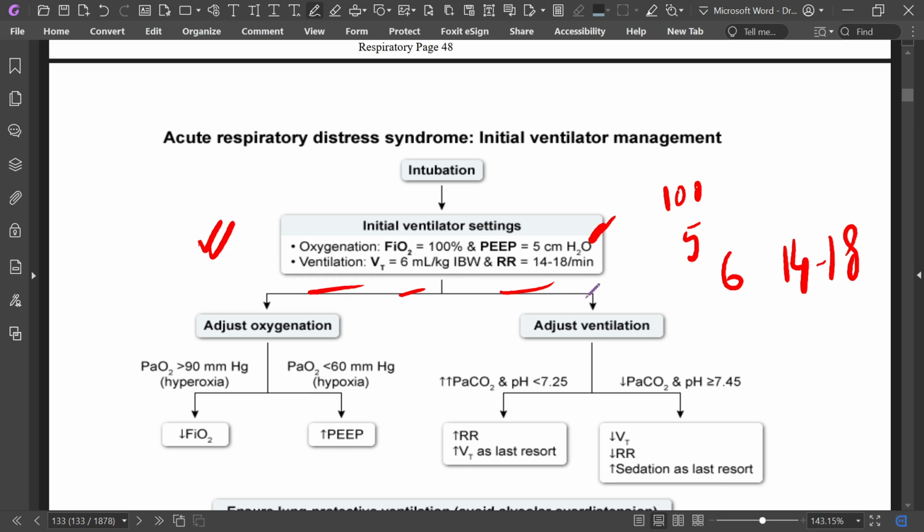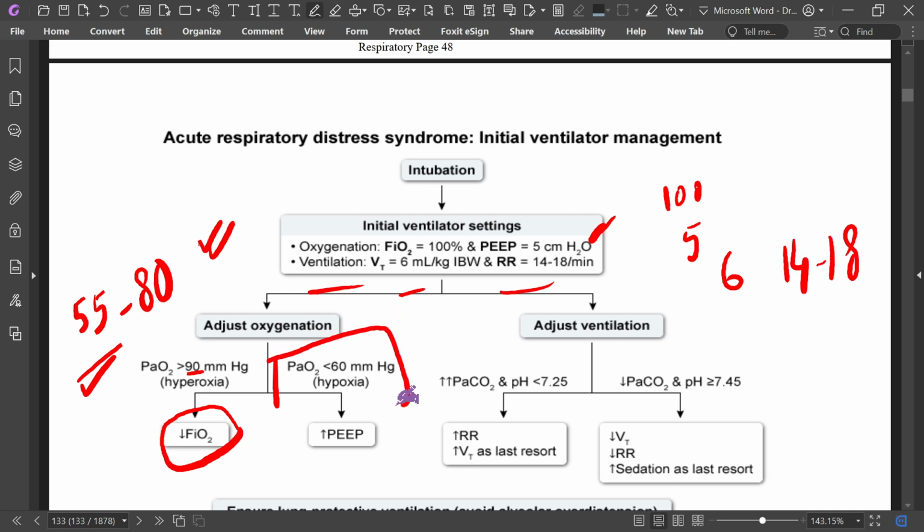If adequate oxygenation, that means PaO2 is more than 90, that means hyperoxia, and FiO2 should be decreased. Our target is 55 to 80. If PaO2 is more than 90, then FiO2 should be decreased. If arterial oxygen is less than 60, that means hypoxia, then PEEP should be increased.